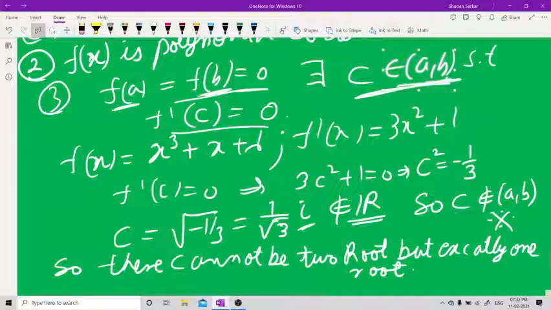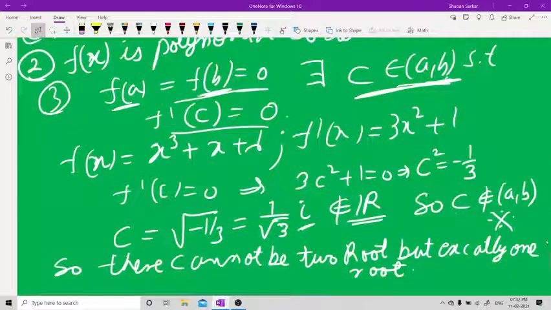देखो जो C मुझे मिला है यहाँ पे वो क्या मिला, इमेजिनरी, और मैंने A B को रियल रूट्स लिया है, और C भी रियल आना चाहिए था, दो रियल के बीच में इमेजिनरी कहाँ से आ गया. So this C does not belong to this. So there cannot be two real roots.